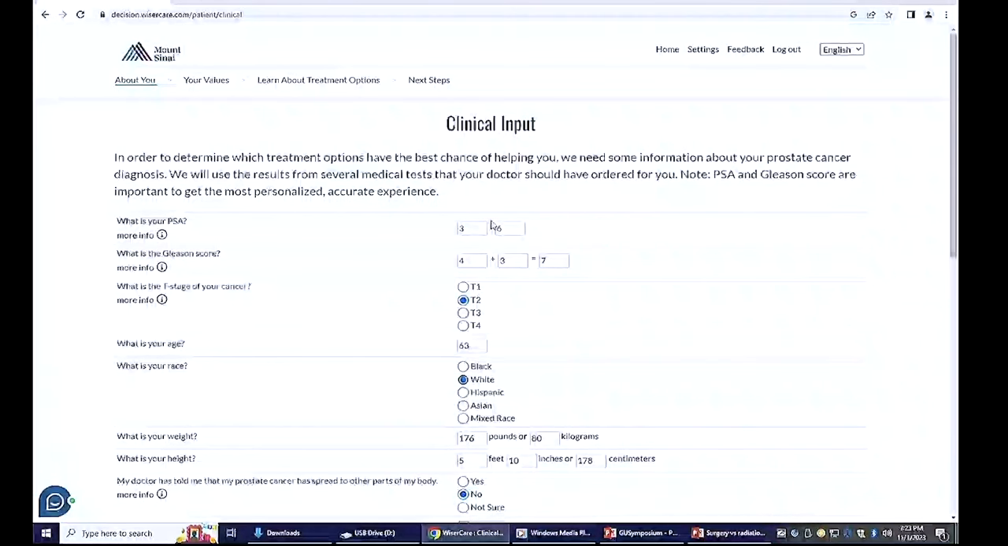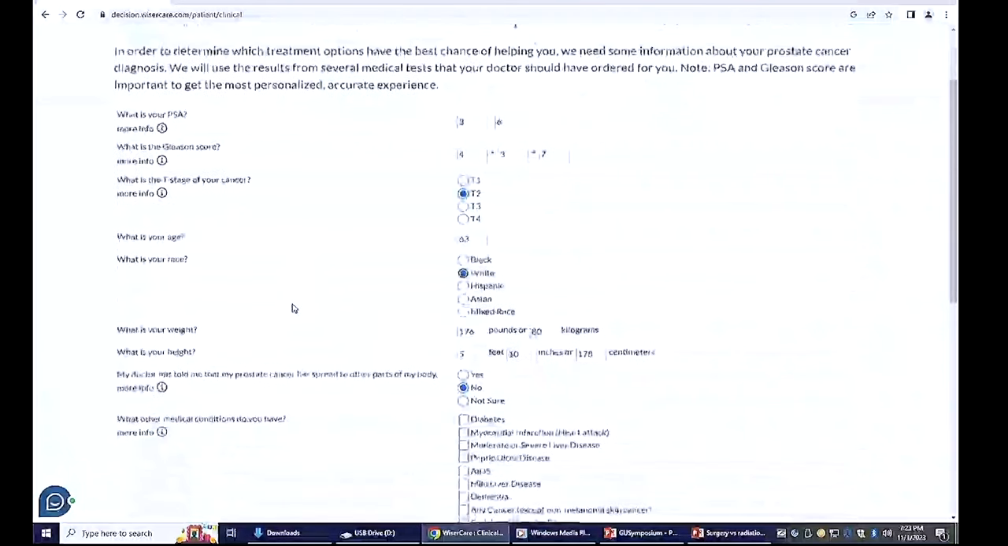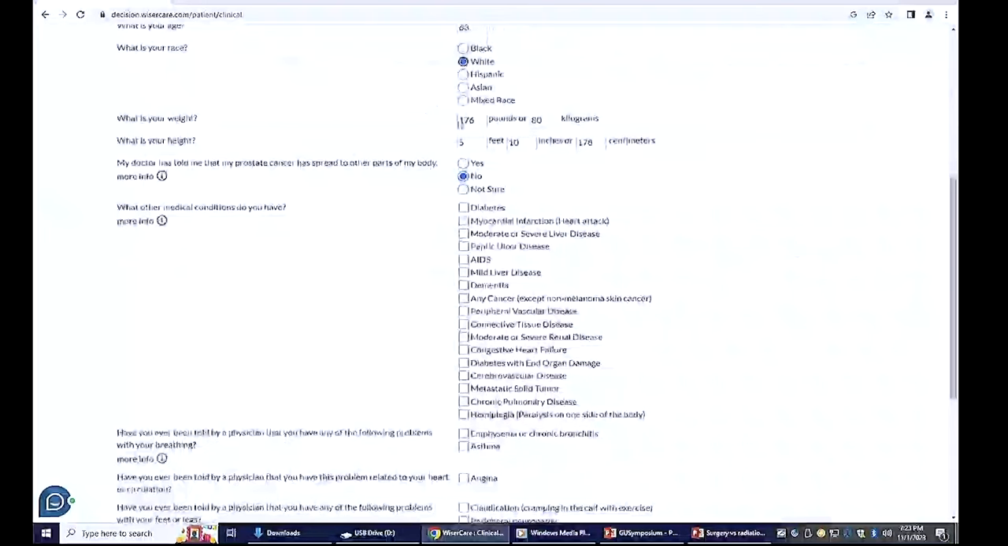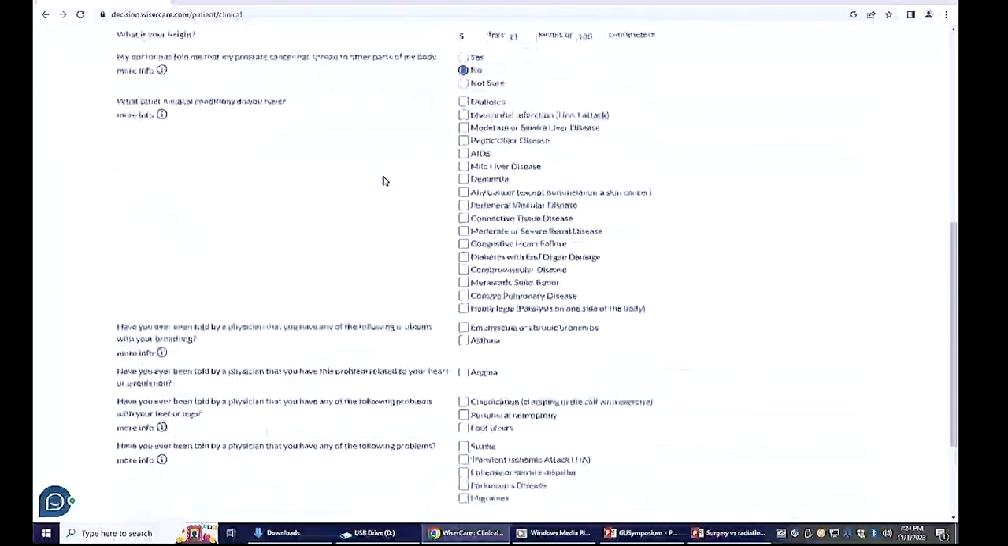63. And they ask about the race, and I'm going to put Caucasian or white. Would you like to change it to Asian or mixed or black, or should we just leave it like that? Leave it like that. And weight? 190. Okay. Height? 5'11". Has your doctor told you that your cancer has spread to other parts of the body? No, this is primarily for people whose cancer is still localized to the prostate.